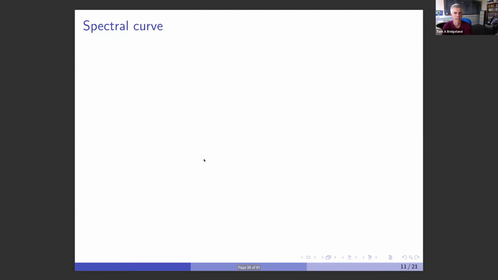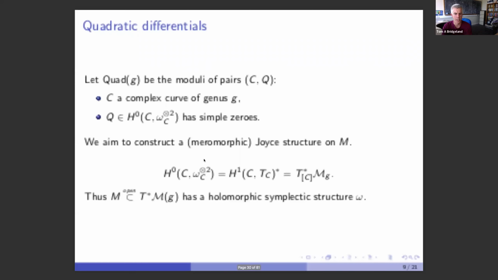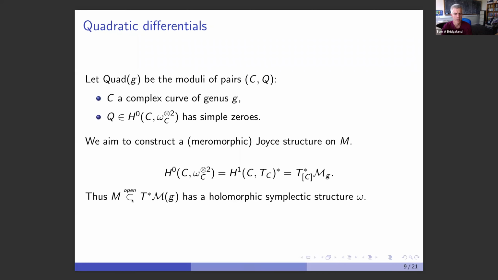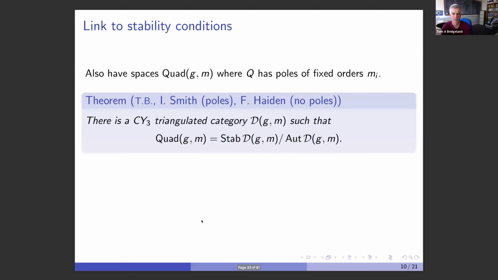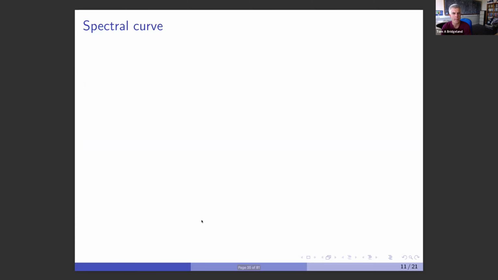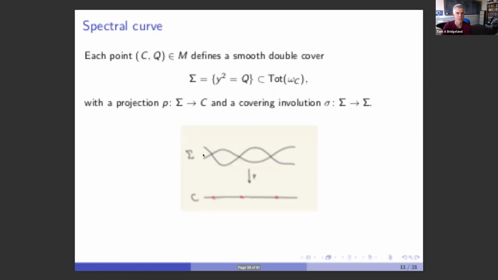Okay. So let's go back to this. So M is this space of quadratic differentials, so well, pairs consisting of a Riemann surface and a quadratic differential. And we want to construct a Joyce structure on M because that will give us an example of this general theory. So I'm going to do this in several stages. So there are some basic things we have to introduce first, I suppose.